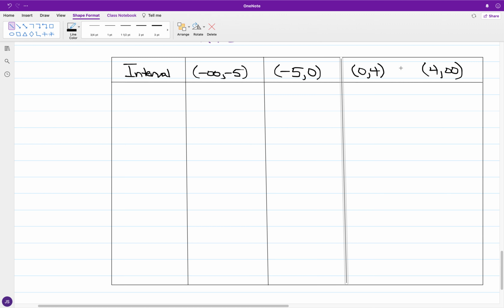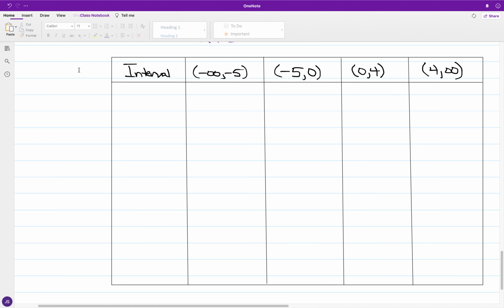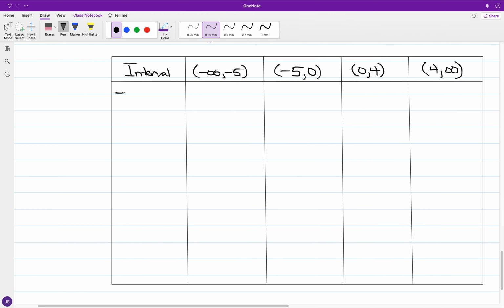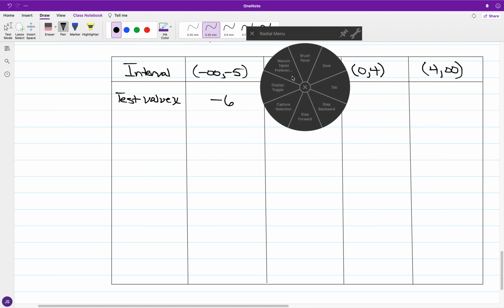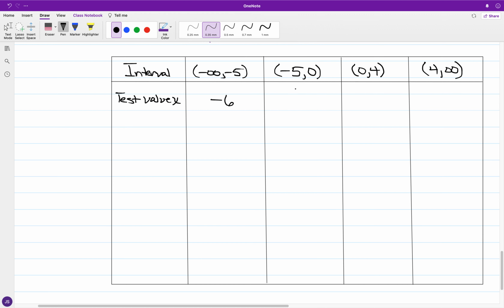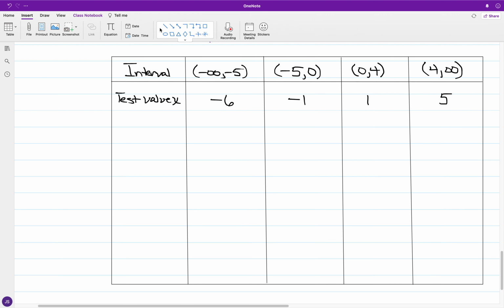Okay. And the more zeros you have, the more intervals you have to work with. Okay, and just for the test value inputs, for anything less than negative 5, we can go with negative 6. Say between negative 5 and 0, then go with negative 4, negative 3, negative 2, even negative 1. And then between 0 and 4, we can go with 1. Anything greater than 4, we can go with the number 5.